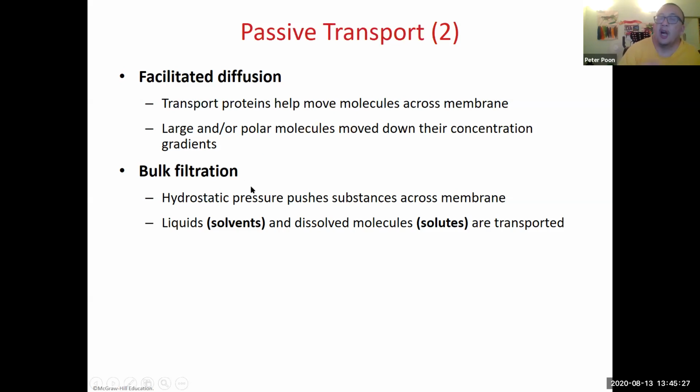Facilitated diffusion is through those little pores that I mentioned earlier, okay? And bulk filtration is pressure. And you'll see that when we talk about kidneys and stuff. Again, this will be more common in physio.